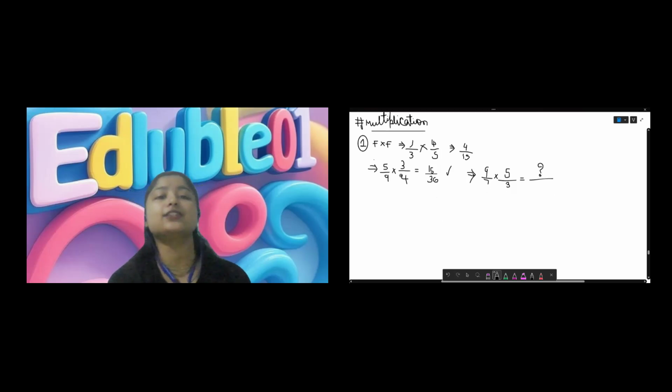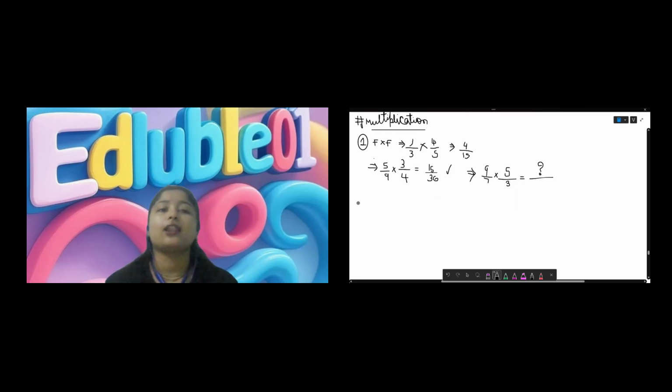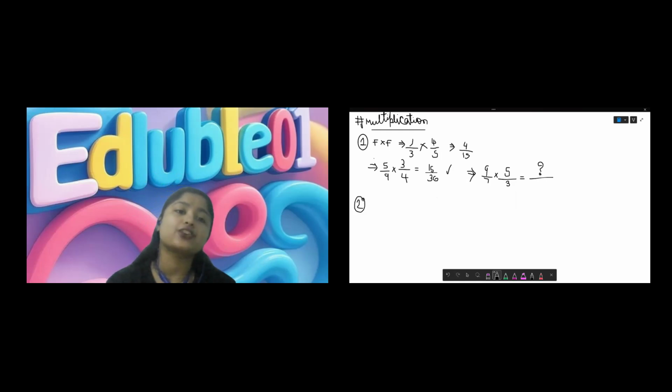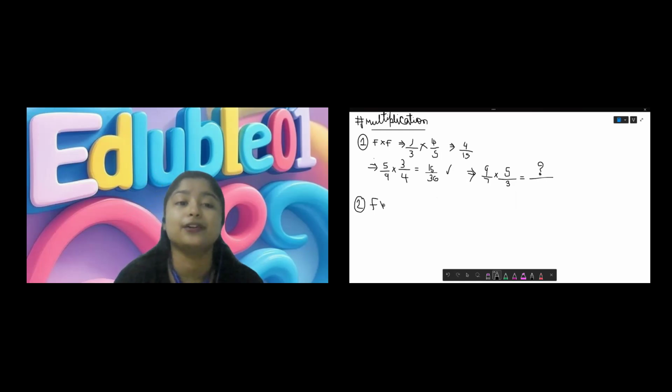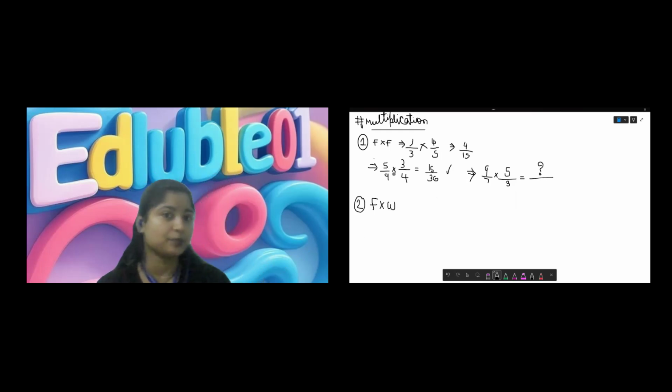Now, so this was the case of fraction by fraction. Let's see the second case scenario where there is a fraction, but the other side is not a fraction. The other side is a whole number. The case scenario is fraction by whole number. Let's see how this works. So for example, you have 3 over 8 times 2. What to do? Nothing much in this as well.